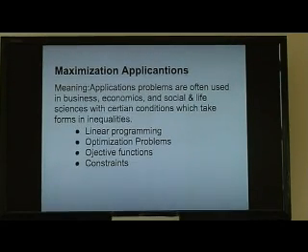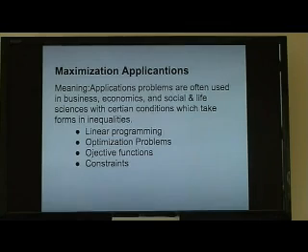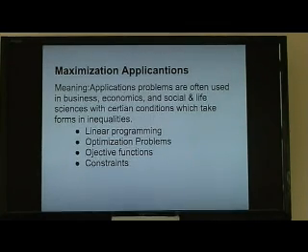Maximization applications. Application problems are often used in business, economics, and social and life sciences with certain conditions that take the form of inequalities. Linear programming problems consist of finding an extreme value of a linear function that we can either maximize or minimize, which we can also call optimization problems. The function we try to optimize is called an objective function, and the conditions that need to be satisfied are the constraints. We will do problems that only involve two variables, which can be solved by graphing.